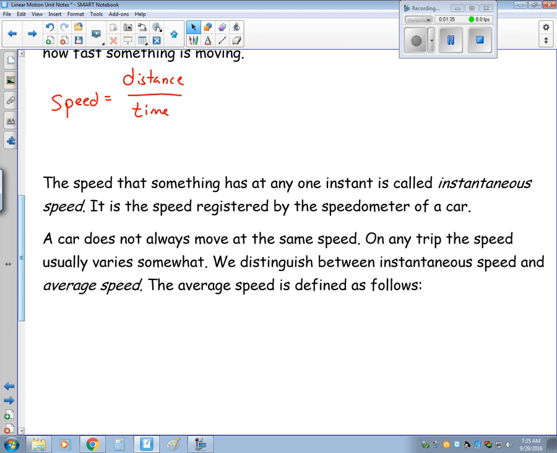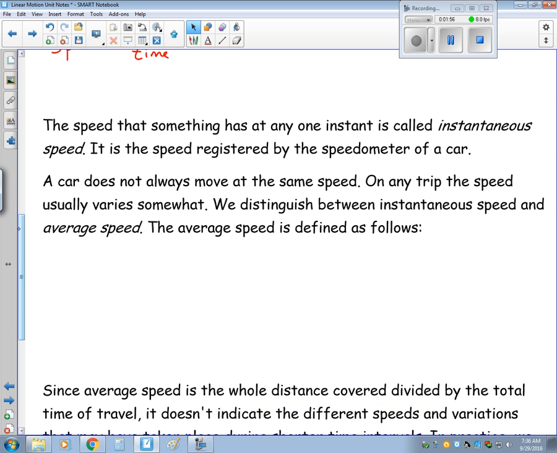Now, if we take a look at the speed that something has in one instant, we call that instantaneous speed. That's what your speedometer does. It measures the instantaneous speed of your car at that instant in time. So when you glance down and look at it, that is your speed for that instant of time. Instantaneous speed.